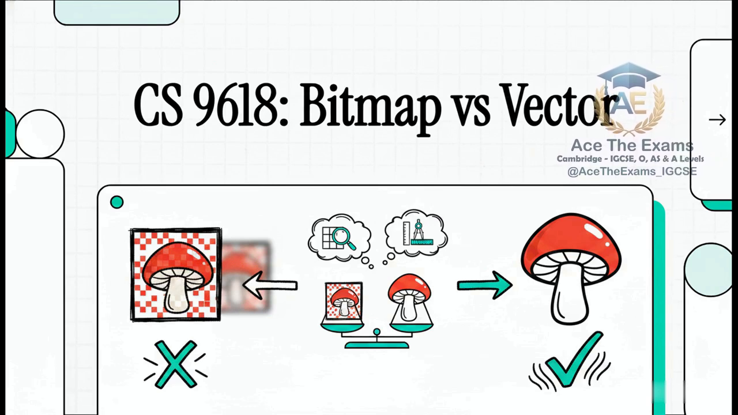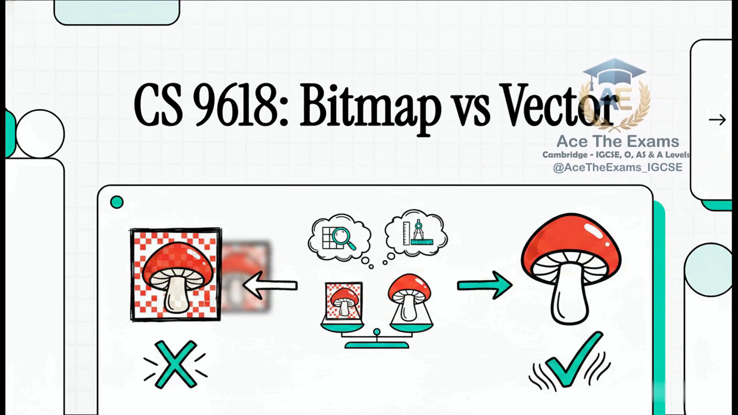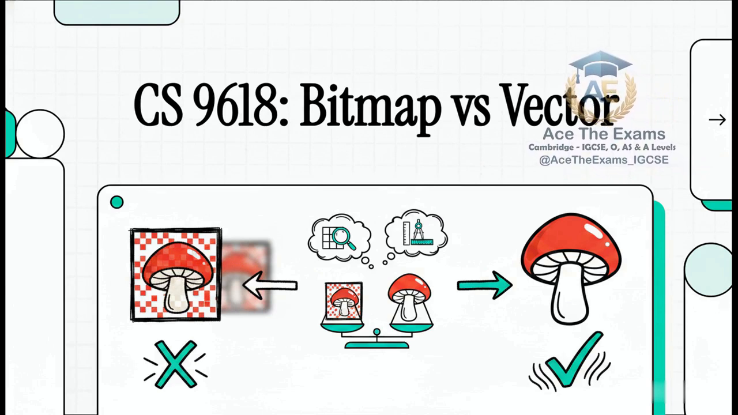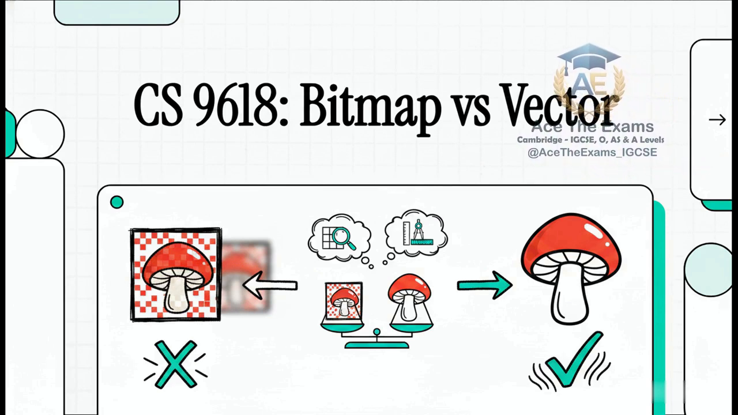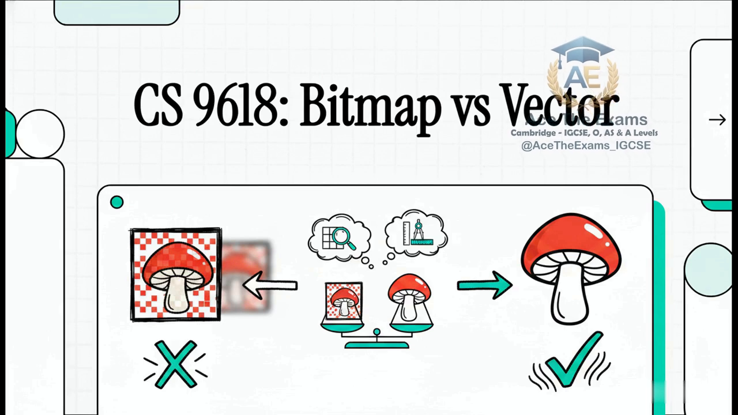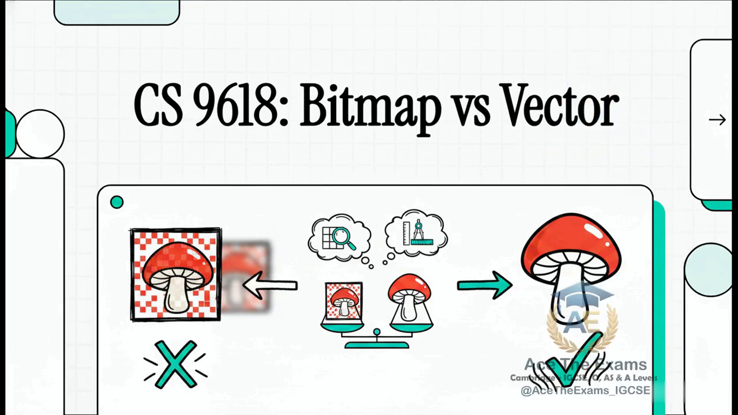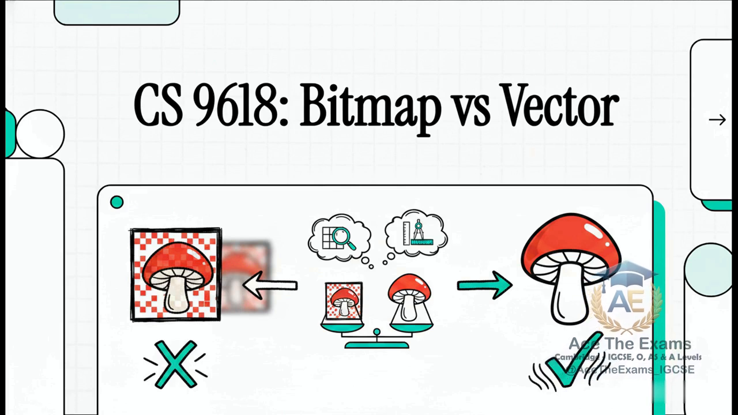You are sitting right there in the exam hall, the clock is ticking down, the pressure is on, and you flip the page to face a classic 8-mark question on comparing bitmap images and vector graphics. Specifically, it's asking you for a justification for use in a given scenario. Now, on the surface, it seems pretty simple, right? But here is where the battle for that A-star is truly fought and won.